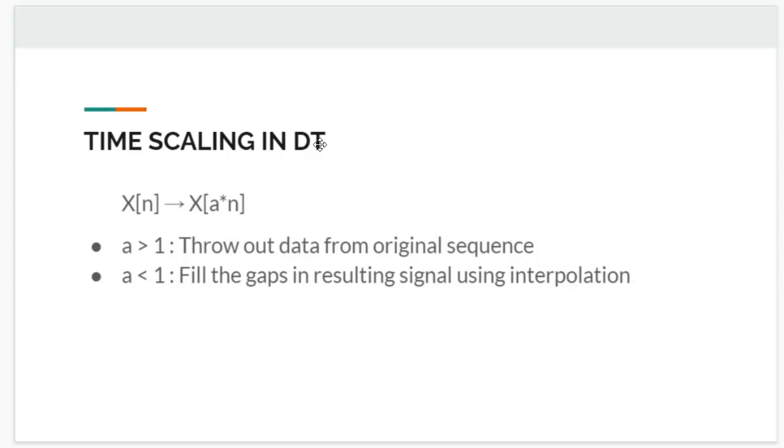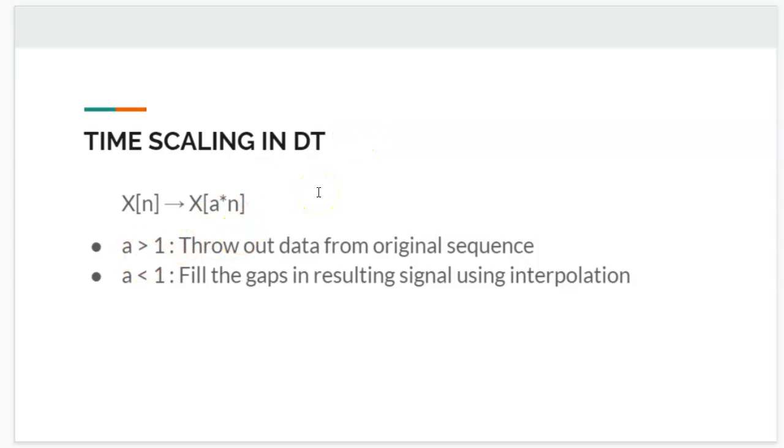If you look at the values of phi of 1, phi of 2, all those things, you'll only be taking the corresponding values in the x sequence as x of 2, x of 4, x of 6, etc. So you are basically throwing out some data from the original sequence, like you are actually shrinking your database. So that is one point to notice when a is greater than 1 in time scaling.